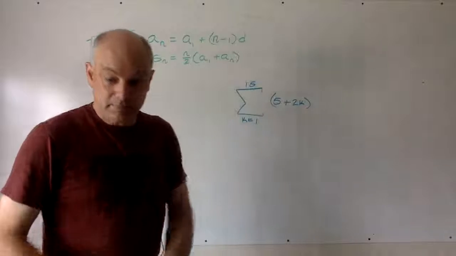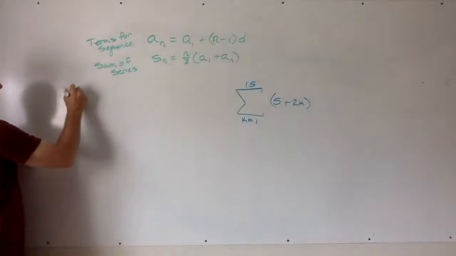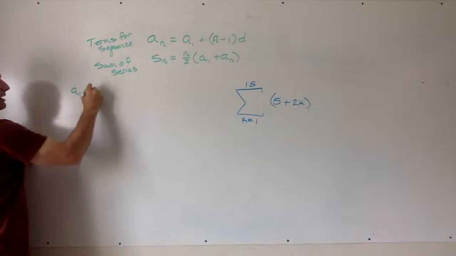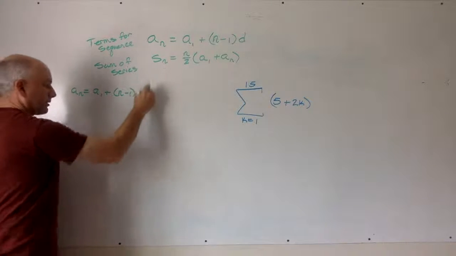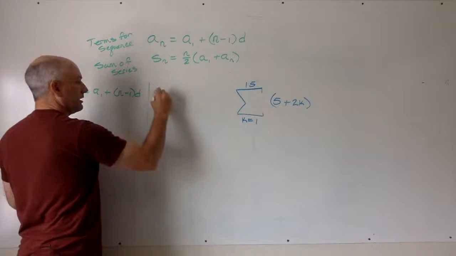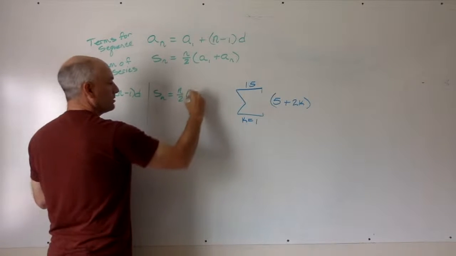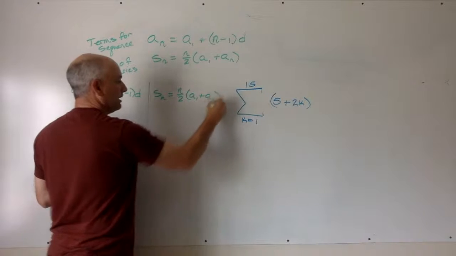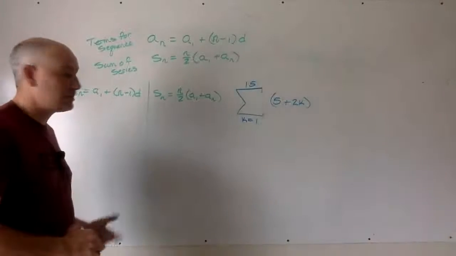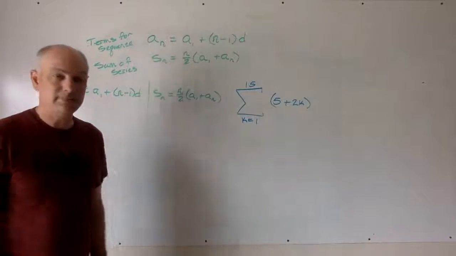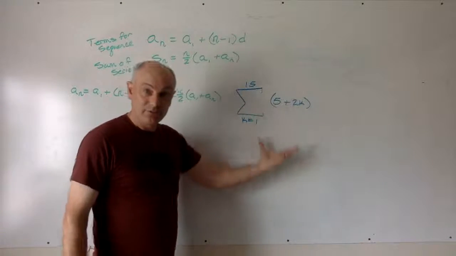Now, keep in mind that if I write down the two formulas again, a sub n is equal to a sub 1 plus n minus 1 times d. S sub n is equal to n over 2 times a sub 1 plus a sub n. Now, sometimes I may need both. Sometimes I only need one of them. Let's see what I can figure out from the information.